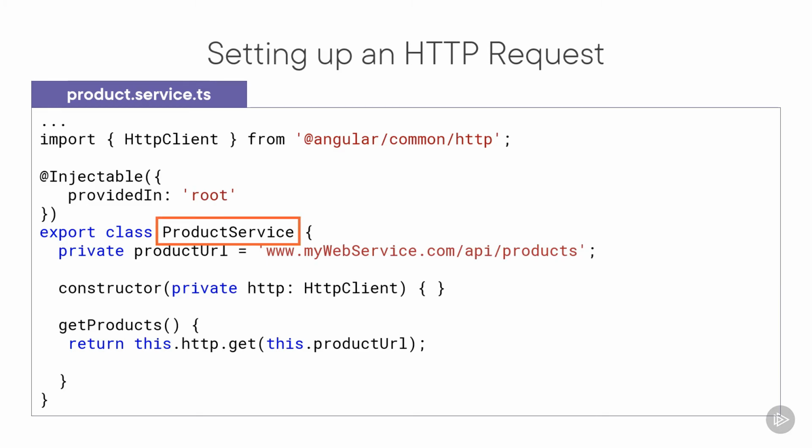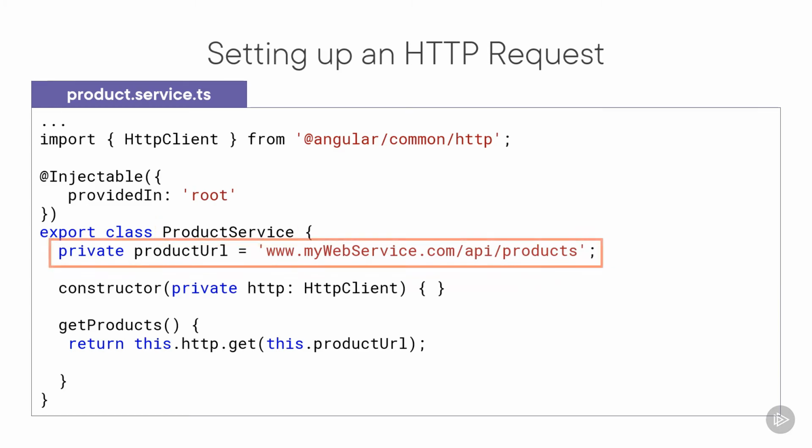What does this look like in code? This is the product service we built in the last module. First, we specify a URL to the products on the web server.